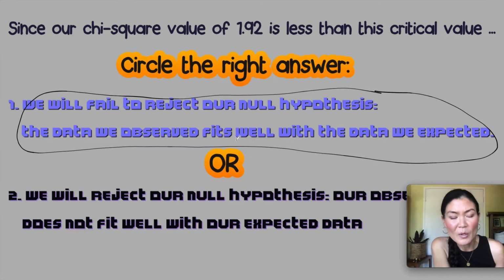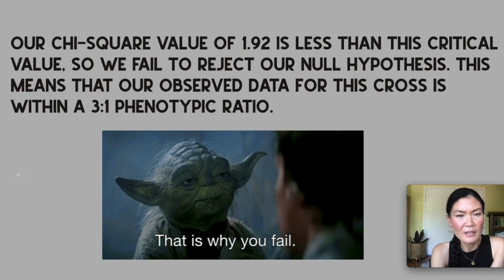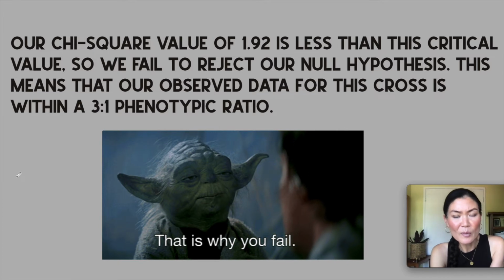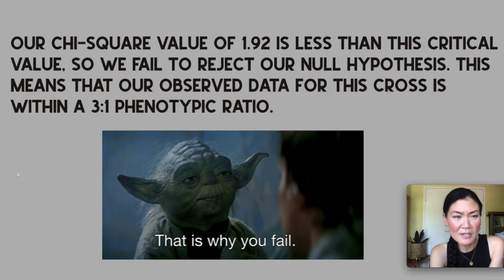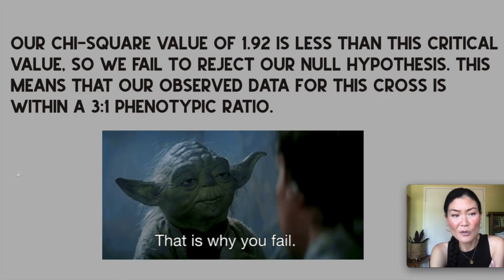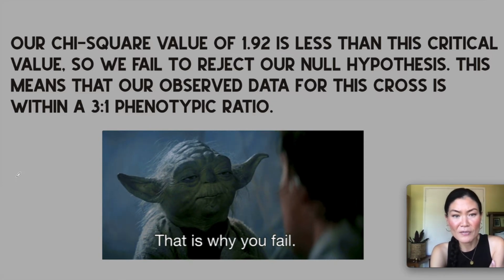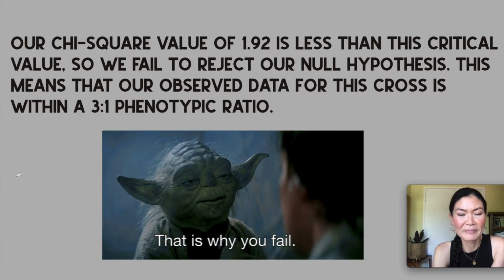Remember, going back to the problem, it was Mendelian genetics, purple versus white, right? 75% of the offspring should have been purple, 25% should be white. It should be this 3-to-1 ratio, and the numbers fit pretty well with what we expected. So our chi-square value of 1.92 is less than the critical value, so we fail to reject our null hypothesis. This means that our observed data for the cross is within a 3-to-1 phenotypic ratio.